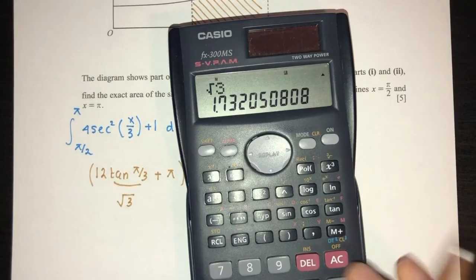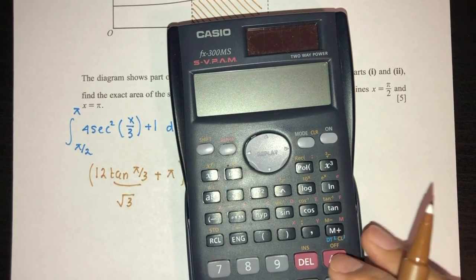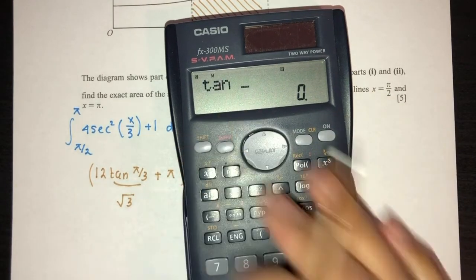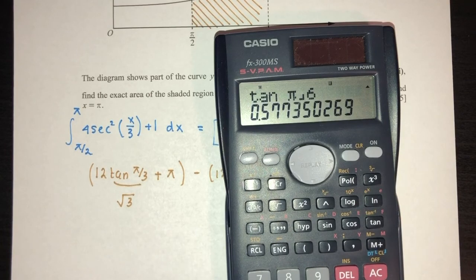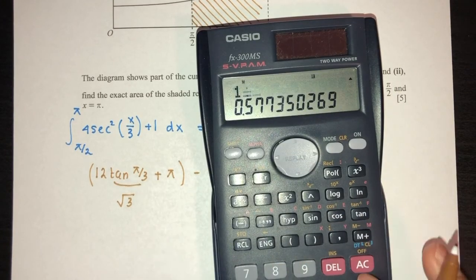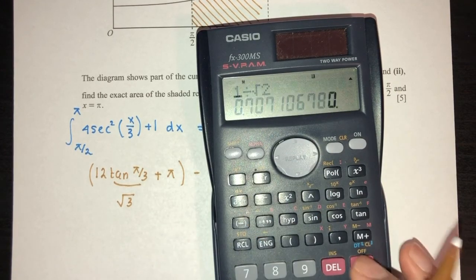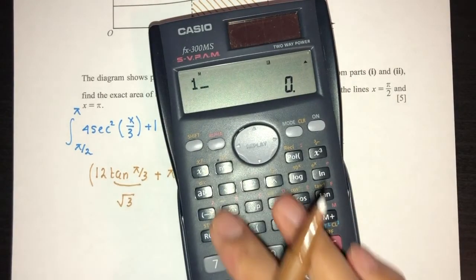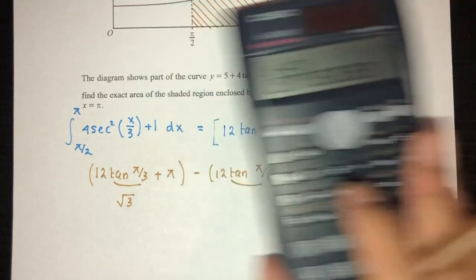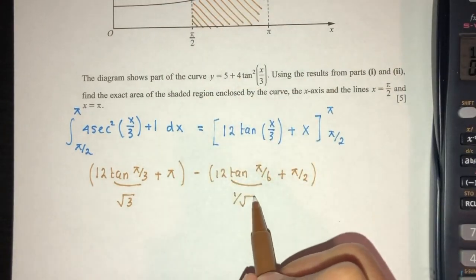Now what is this one? We have tan of pi over 6. That will be 0.577. If you know, that should be 1 divided by root 2. Sorry, that's not the one. That should be, oh, I know, 1 divided by root 3. Yeah, this is 1 divided by root 3.